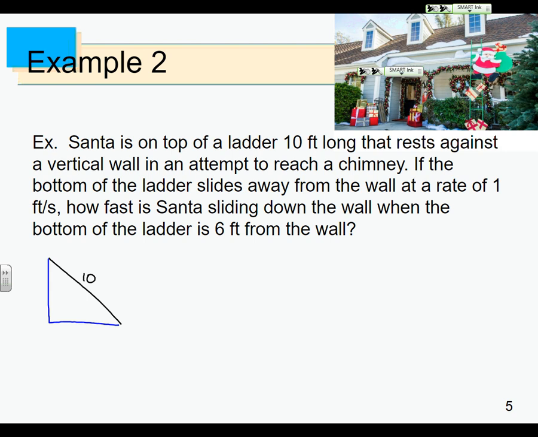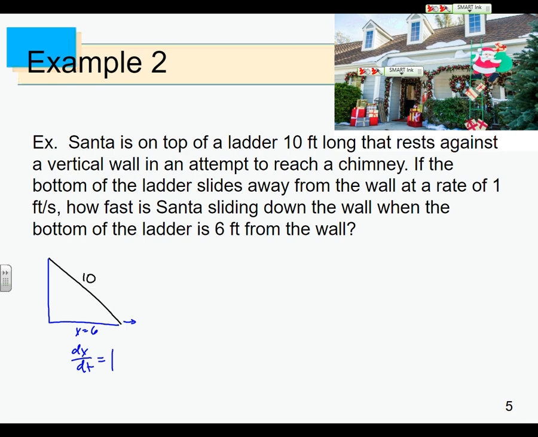Let's see, what else do I know? I'm eventually going to know that x equals 6 down here, but that's not a constant, because as the bottom of the ladder is sliding away from the wall, 6 is going to get bigger and bigger and bigger. I'm just taking an instantaneous snapshot as to what's going on when it's 6 foot from the wall. And it says the bottom of the ladder slides away at 1 foot per second. So how fast this x is changing with respect to time is 1.